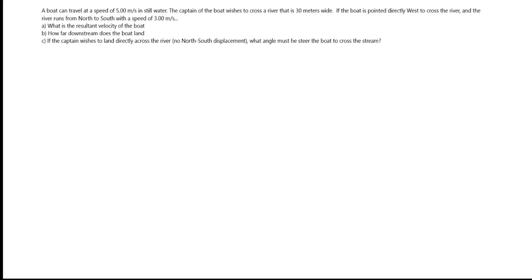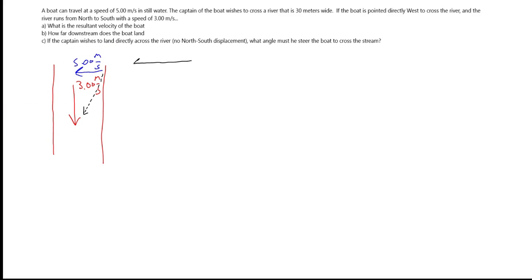So we should begin, obviously, by drawing out the problem. First thing I'm going to do is put the river down so that we can see the orientation of it. And we know that the river flows from north to south with a speed of 3.00 meters per second. Then we know that the captain is trying to cross the river and he is pointed west, and that the boat can travel in still water at 5.00 meters per second, so we're going to put that down. And I think it's pretty clear that as he crosses the river, he's also going to end up going down the stream.